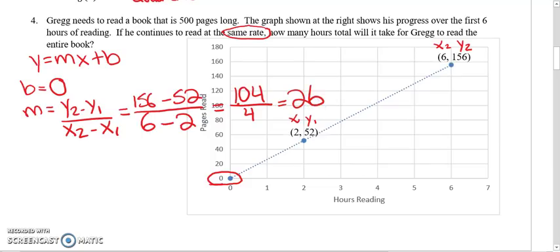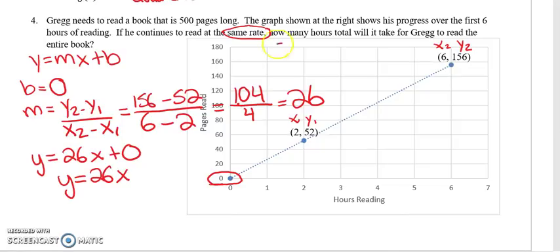So now that I found my slope and my y-intercept, I'm going to create my equation. y equals 26x plus 0. However, if you notice, it looks kind of funny for the fact that we have a plus 0. Normally, we never see that in an equation. So I'm actually going to simplify one more time, and it's going to become y equals 26x. And that's our function. However, we're still not done with our problem.